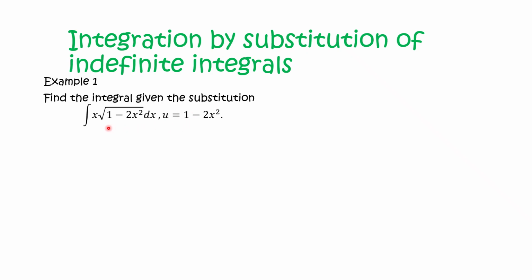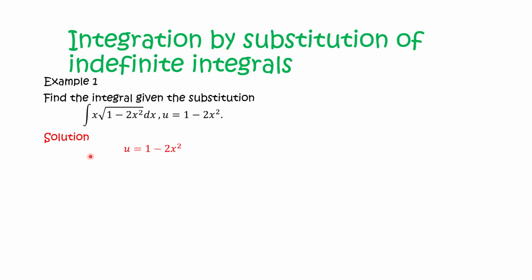So we have the integral of x times the square root of 1 minus 2x squared dx. In this case, we are given the substitution u is equal to 1 minus 2x squared. So we won't have to worry about identifying the suitable substitution. The solution.